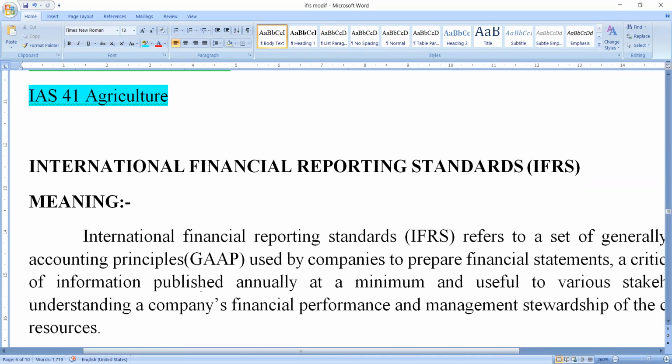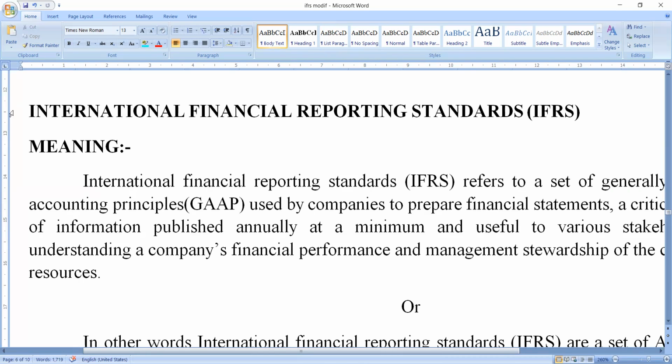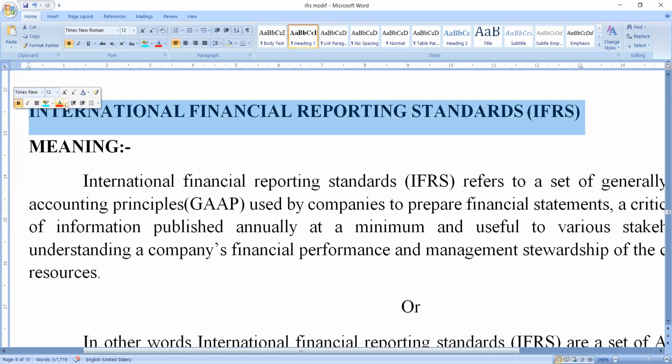Yes, we are coming to IFRS. What is meant by IFRS? It is a very, very important question. We get it for 2 marks. IFRS, International Financial Reporting Standards. So what is meant by International Financial Reporting Standards?